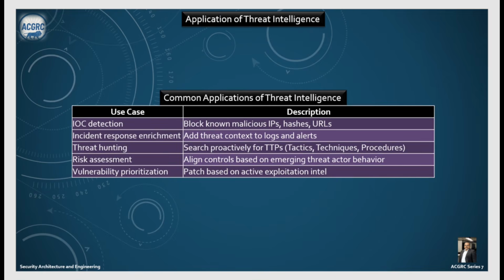Common applications of threat intelligence? Well, it blocks unknown malicious IPs, hashes, and URLs. It adds threat context to logs and alerts. It searches proactively for techniques and procedures. It aligns controls based on emerging threat actor behavior, and it patches based on active exploitation intel.